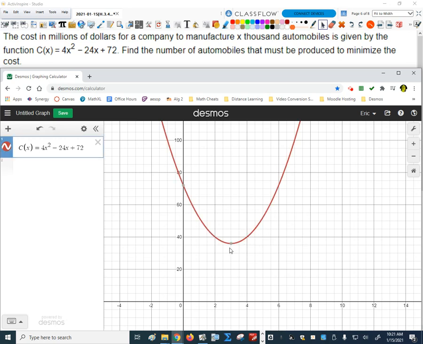Now on Desmos, if I click on the curve, it'll realize I probably want to know that point. And so there are the coordinates of the minimum, right? How do we interpret that? See, Pagan, I know you're having issues with your mic. Olivia, interpret that for me. Interpret that result. Those are the coordinates of the vertex. And so what is the number of automobiles that's going to minimize cost?